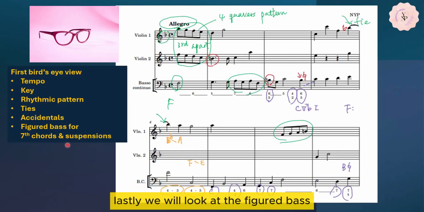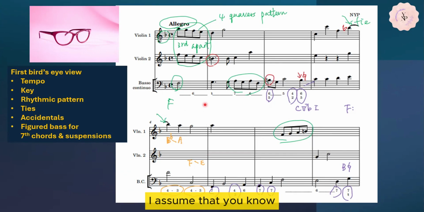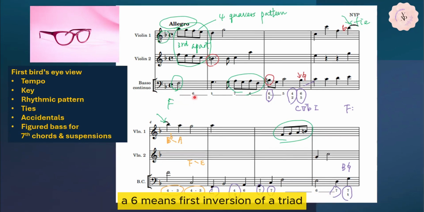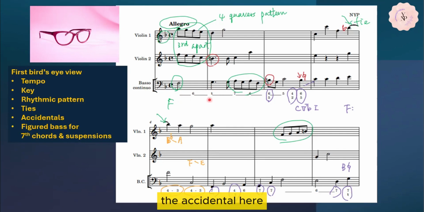Lastly, we will look at the figure bass for 7 chords and suspensions. I assume that you know that without figure means root position of a triad. A 6 means first inversion of a triad. With accidental, that means the 3rd from the bass has the accidental here.